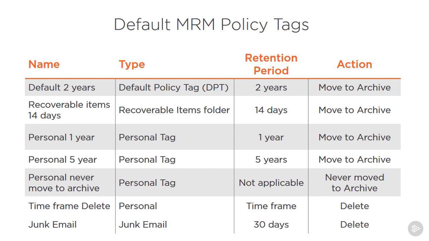We actually have 5 time frame delete tags. One's referred to as the 1 week delete, there's a 1 month delete, a 6 month delete, a 1 year delete, and a 5 year delete. These are personal policy tags. The time frame is associated with the name of the tag, and that is going to perform an automatic delete. We also have a tag called junk email. This has a 30-day retention period, and it is also deleted at the end of the 30 days. So some of the tags move content to the archive and some just delete the content.